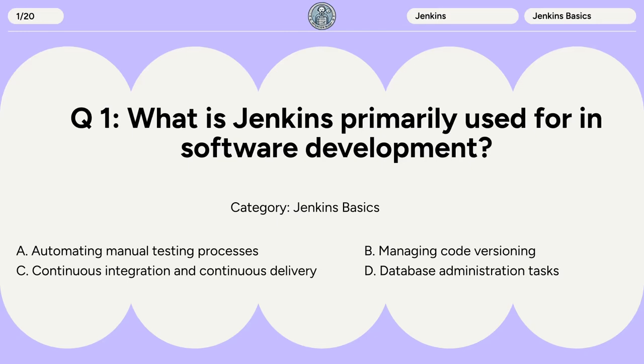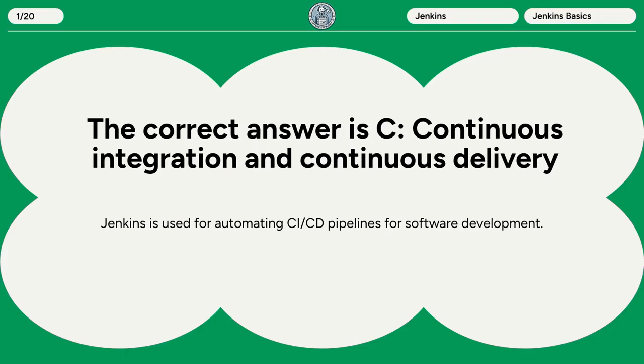A. Automating manual testing processes. B. Managing code versioning. C. Continuous integration and continuous delivery. D. Database administration tasks. The correct answer is C. Continuous integration and continuous delivery. Jenkins is used for automating CI/CD pipelines for software development.